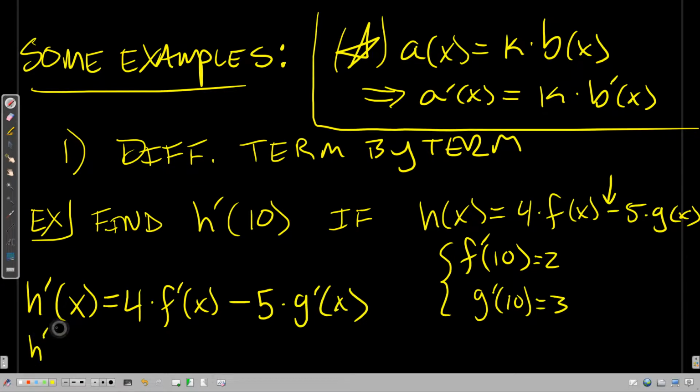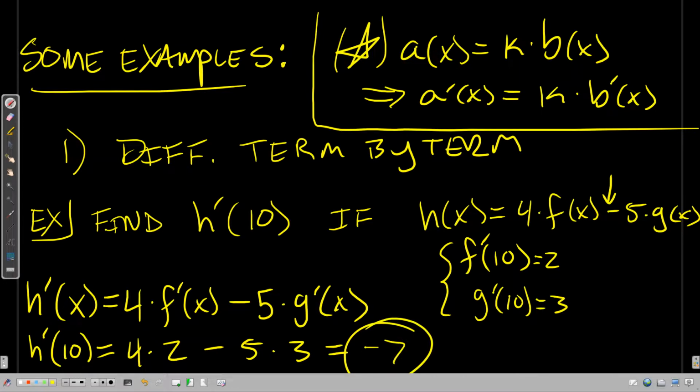Well, now you just get to drop in your numbers. So that's going to be 4 times 2 minus 5 times 3. And you can compute that as 8 minus 15. So it's minus 7. And hopefully you see that as one of your answer choices. Okay, so everyone has that example down pat.